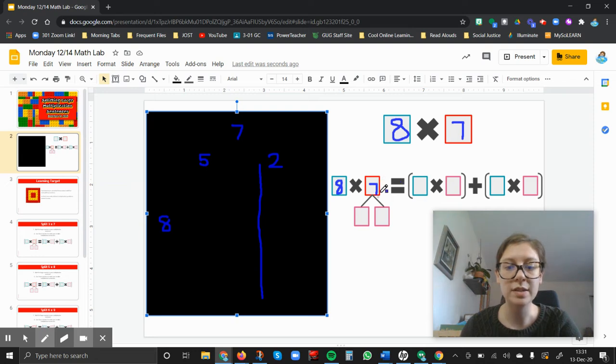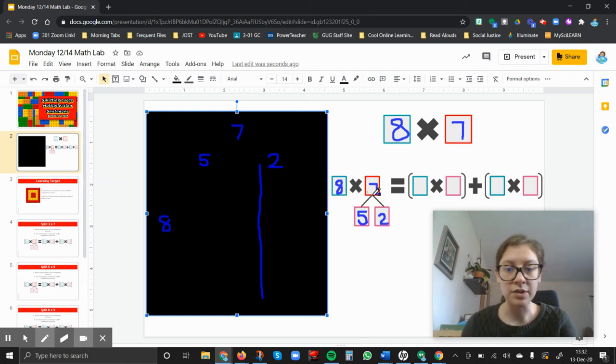And we're going to split 7 into two smaller numbers. So I could split it into 6 and 1, or 5 and 2, or 3 and 4. Well, of those numbers that I just said, 5 is the easiest for me to multiply by. So I'm going to put a 5 in one of my boxes. Now, I know that 5 plus 2 equals 7.